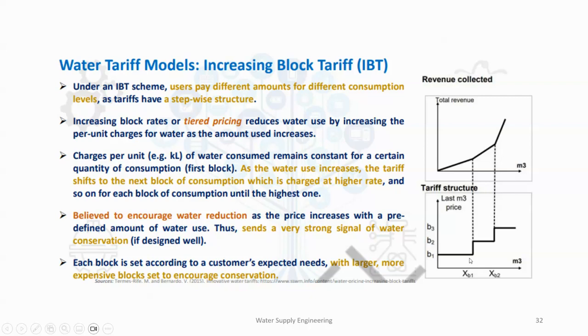For example, for the first block, it will be X rupees per kiloliter. Then in the second block, it will be some X plus 5 or X plus 10 rupees per kiloliter consumption. So for each higher level, the unit price will also increase. For each block of consumption, this will happen until the highest one. So this will enhance reduction of wastage and reduction of unwanted consumption, because it is sending a very strong signal to the consumers.